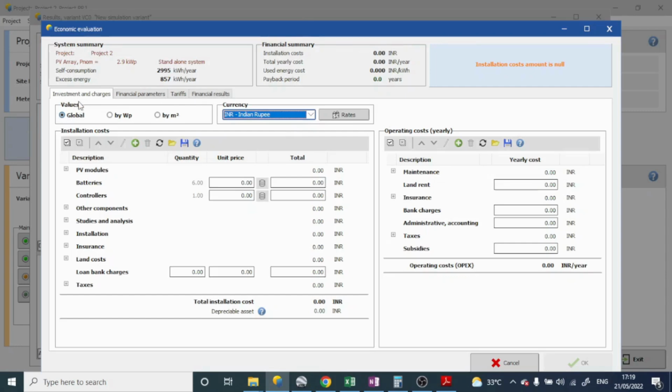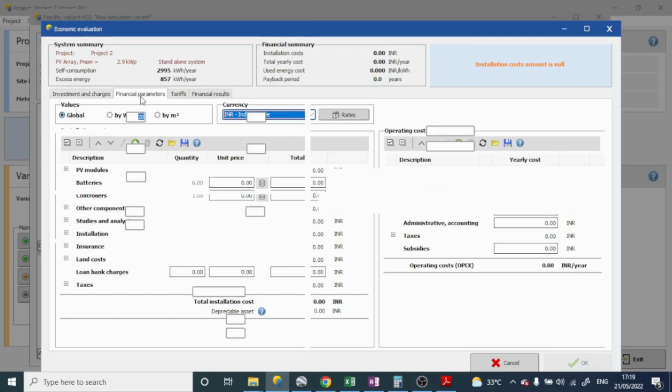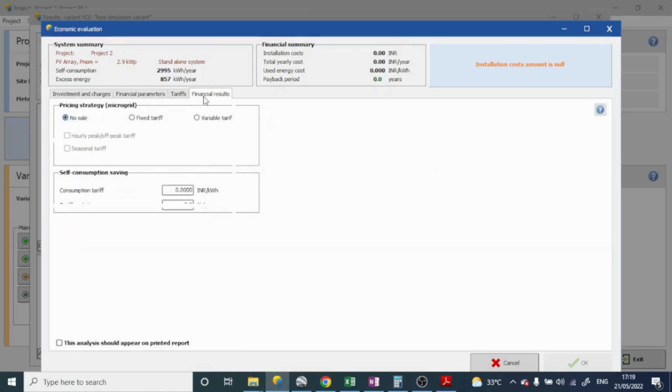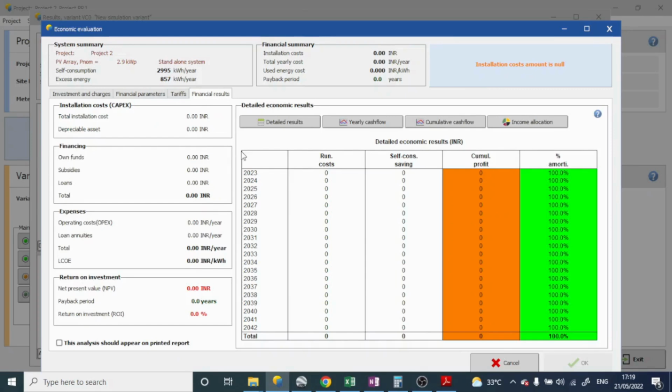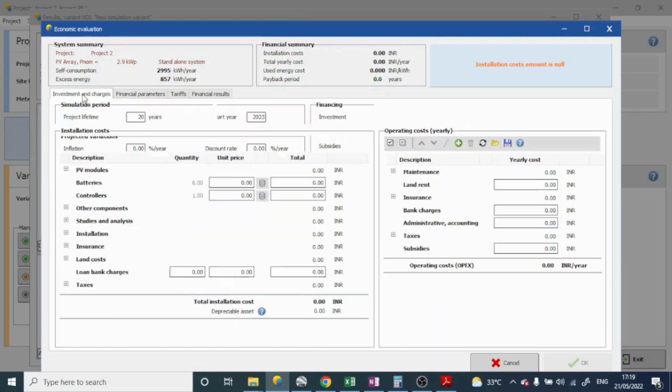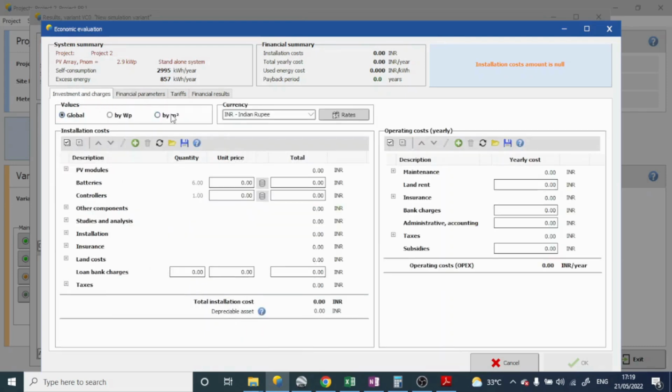Thereafter, we have to select the investment charges and financial parameters. Then we have some tariff rates, then we have the financial results. Everything has been written over here. So in the detailed financial modeling, we can go for such an economic evaluation.